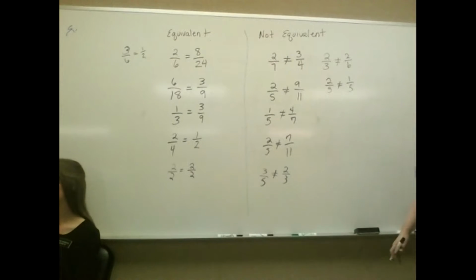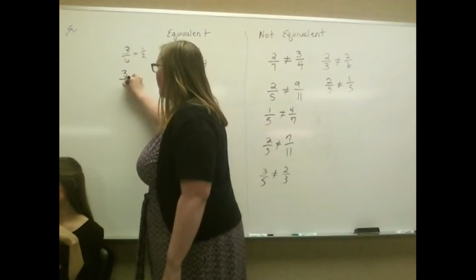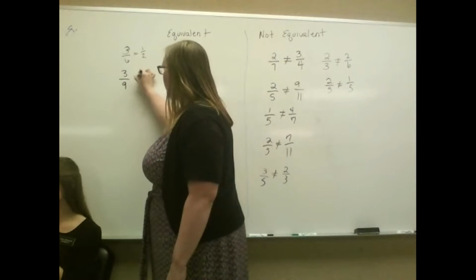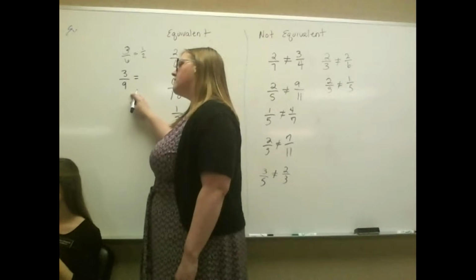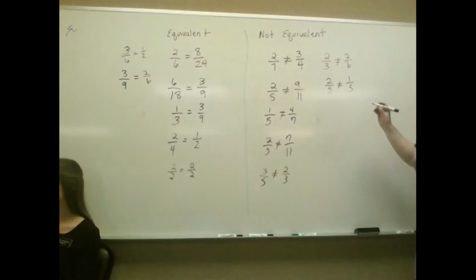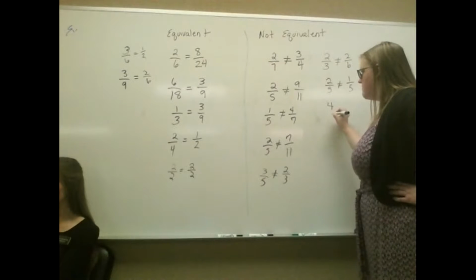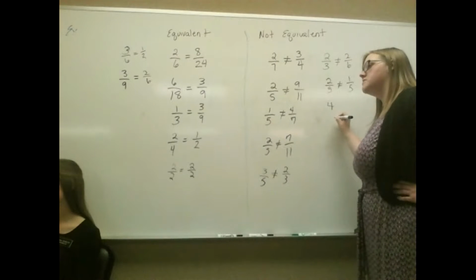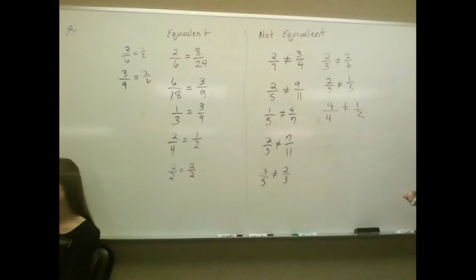All right, and Tanya. Okay, I got 3/9 and 2/6. 3/9 and 2/6 is equivalent? Yes. Okay, because they're both 1/3. And then not equivalent? 4/4 and 1/2. So like 4/4? Yeah. Oh, okay. That's perfect. You're right. Those are not equal. All right, awesome. Okay, so these are all correct.